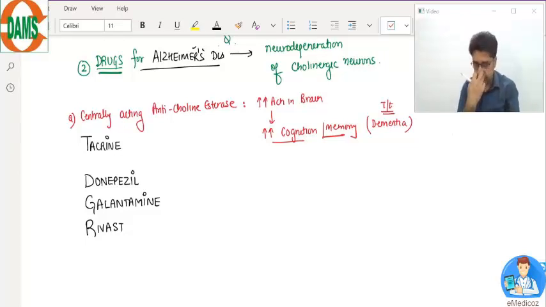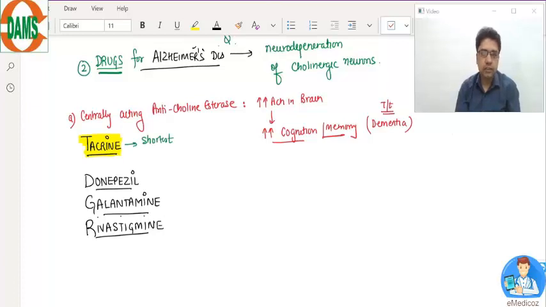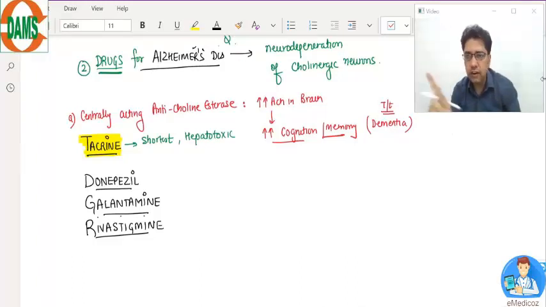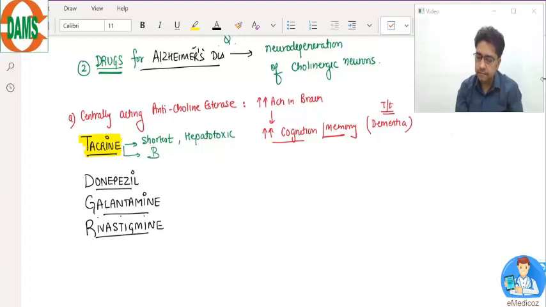Now, among them, you will write that this first drug, tacrine, was the shortest acting drug and it was hepatotoxic. Now remember, for a person who has a habit of forgetfulness or memory loss, you will not give a shortest acting drug because the person will forget to take that drug. Because of this reason, tacrine has been banned. The only three drugs now which are approved are donepezil, galantamine, and rivastigmine.